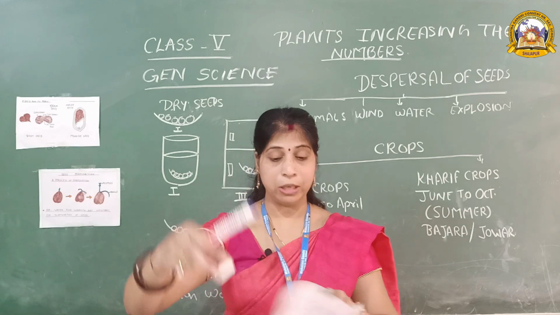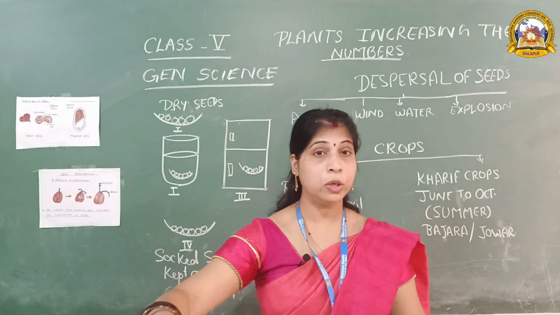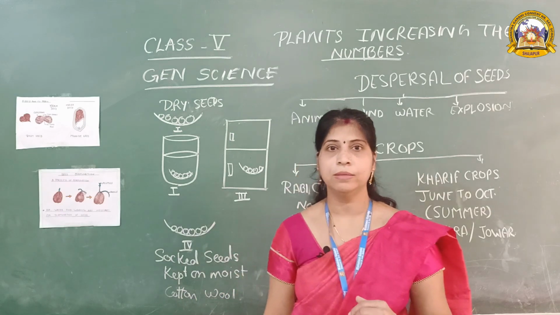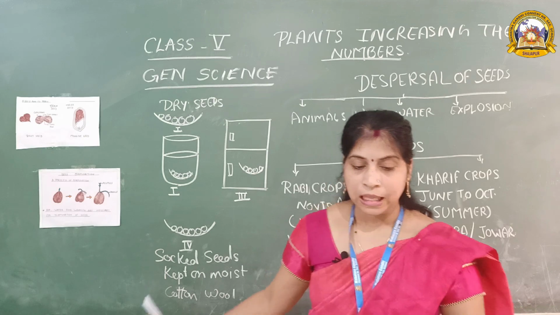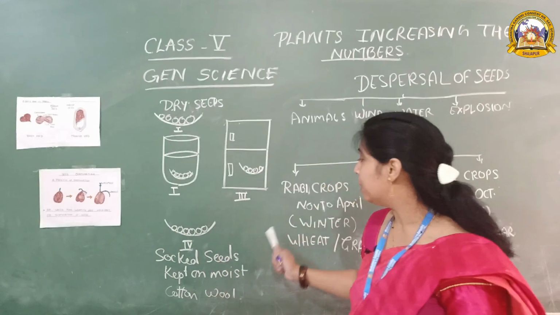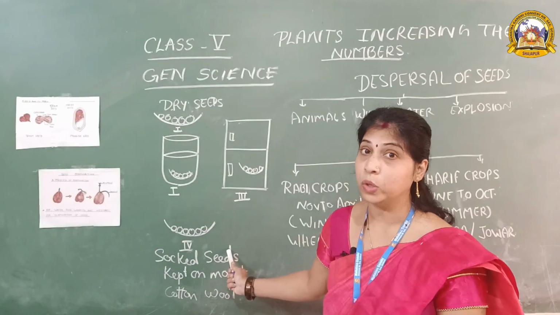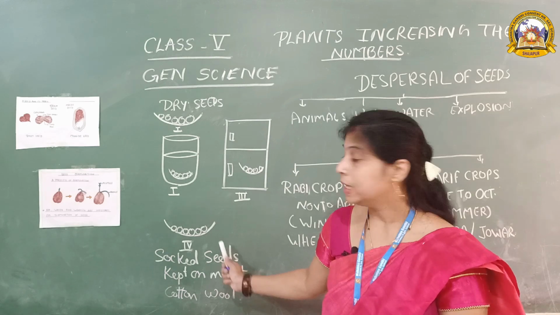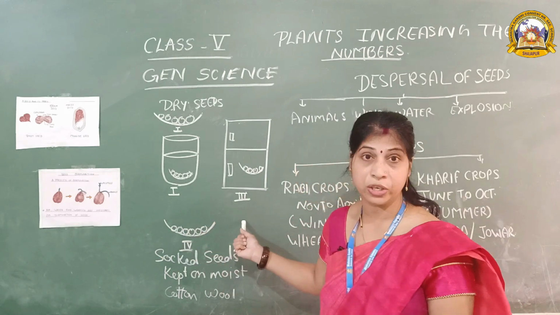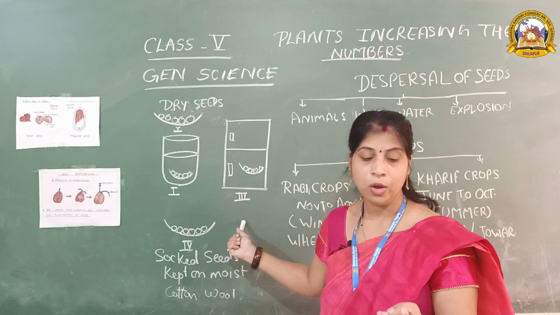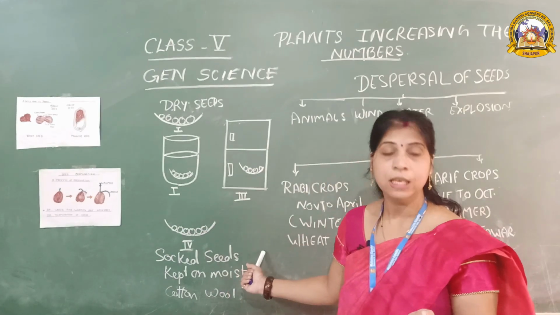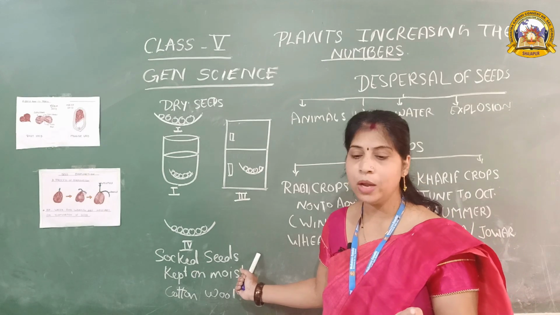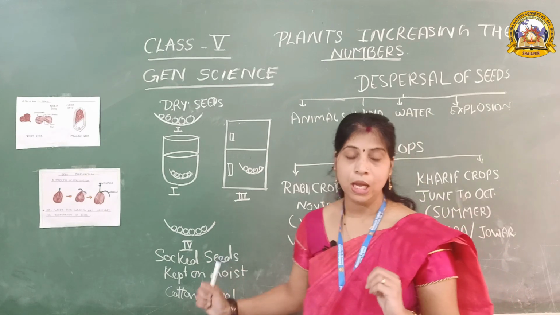Will anybody give me the answer: which seed will grow or germinate? Correct. The 4th plate's seeds will grow or germinate because they have all the necessary conditions for germination: air, water and warmth. That's why the number 4 plate seeds will germinate. I hope you understood all this.